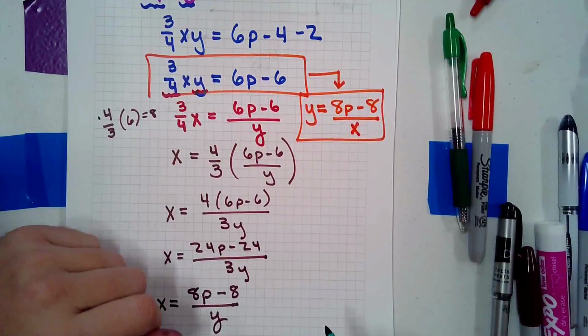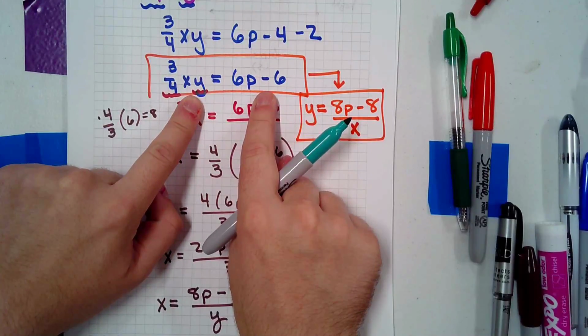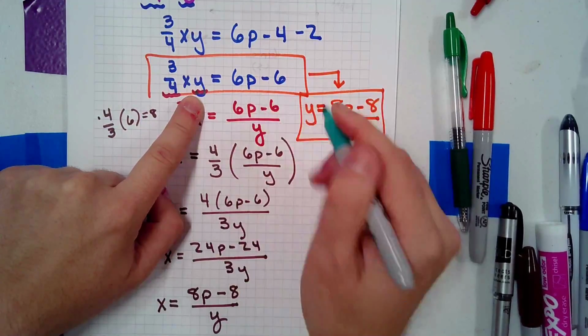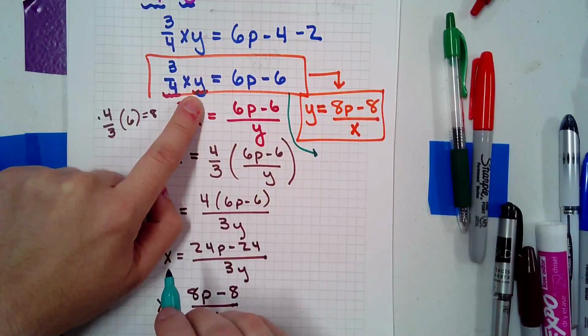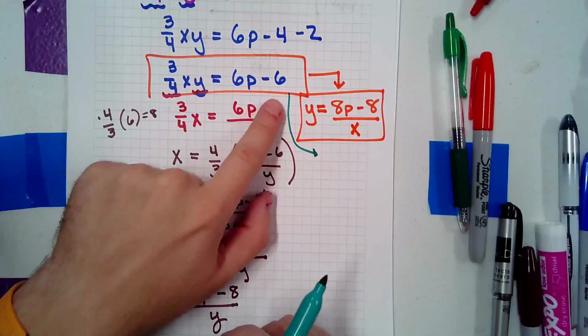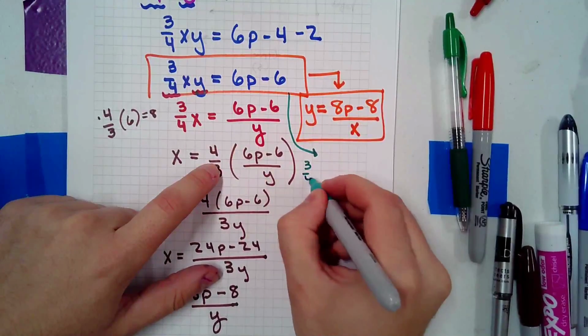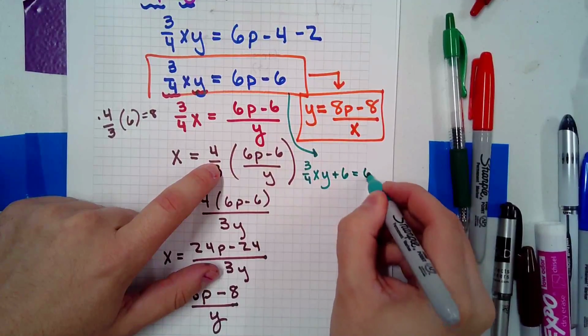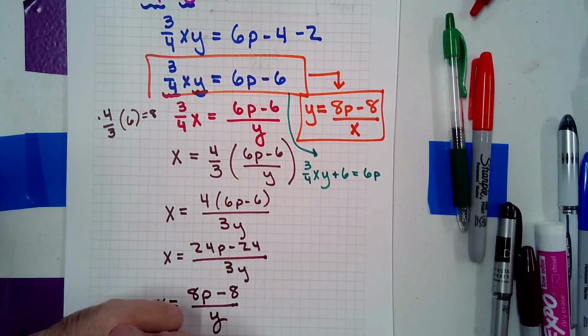All right, let's get p on its own. Starting from here. What do you do? Yeah, go ahead. Yeah, why not? Add 6. Add 6, so we get 3/4 xy, which is already there, and we add 6 to it, right? And we're left with 6p. Now what? Yes, Ellie?